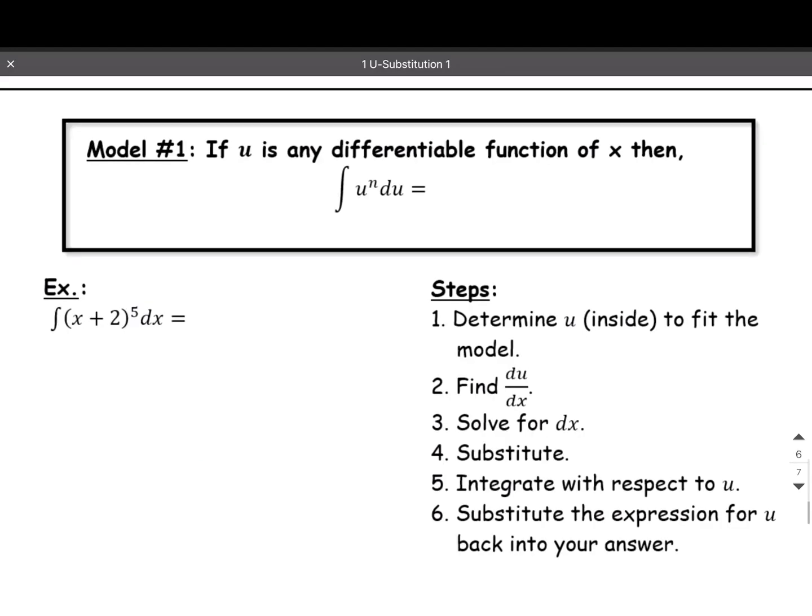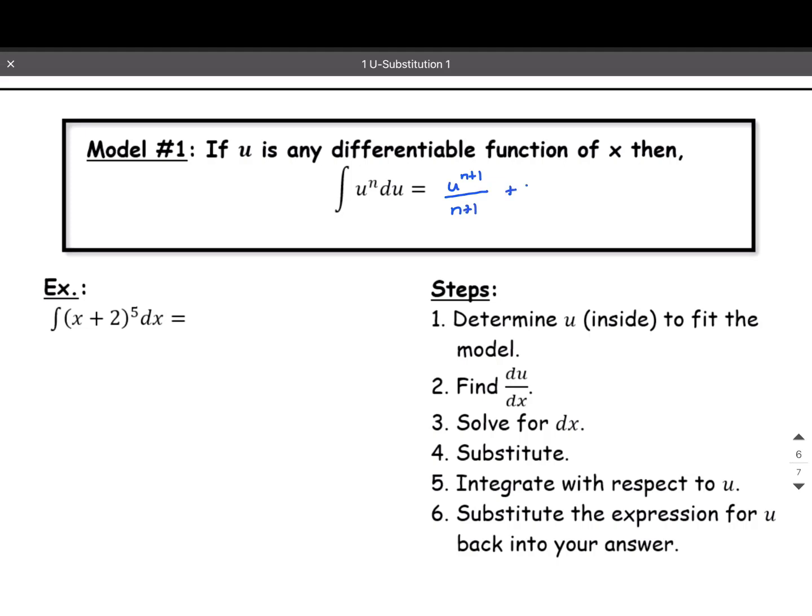Now, one thing to help you remember, and I'm going to give you these models as we go through this unit, but these models are not new things to remember. They are just reminders of how to undo the derivatives. You already know the rules. They are the derivative rules in reverse. If you have u to the n du, that means it was u to the n plus 1, so add 1 to the exponent and divide by the new exponent.